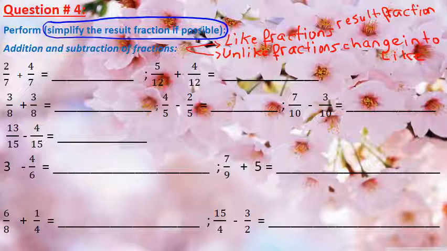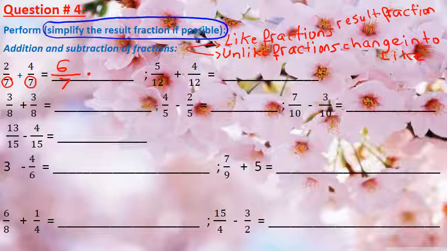Now we are going to start. 2 over 7 plus 4 over 7. Here the denominator is 7, the denominator is 7. So these are like fractions. We directly get a result fraction and its denominator is 7. 2 plus 4 is 6. 6 over 7 is an irreducible fraction because 6 and 7 are successive numbers.